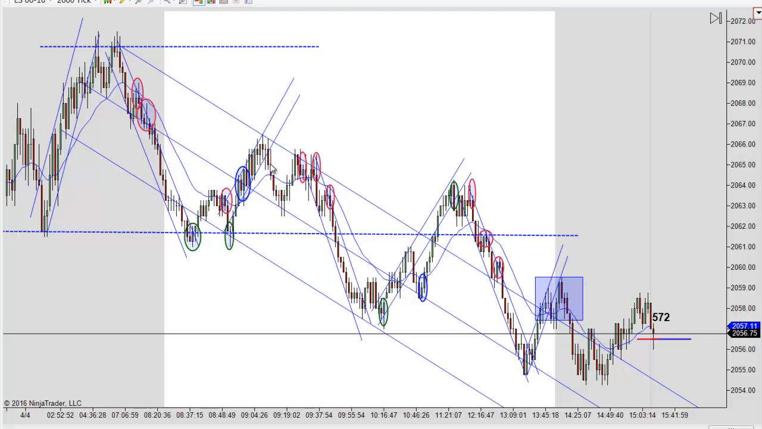And notice there's a short right here, but notice I didn't mark it because you just had your first break of this channel. And you got a lot of overlap right there, and you're right into that EMA. Yeah, it worked this time, but the next time you try it right here, it fails on you. So you got to follow the rules.